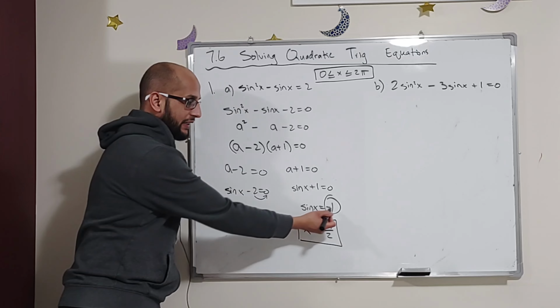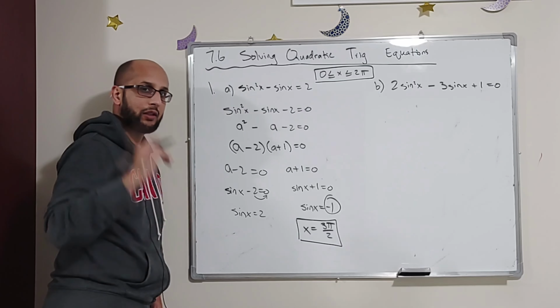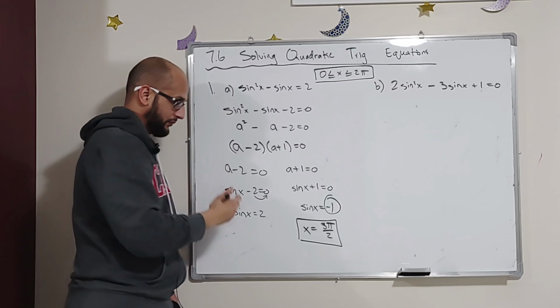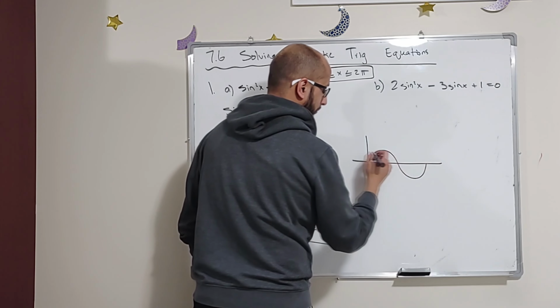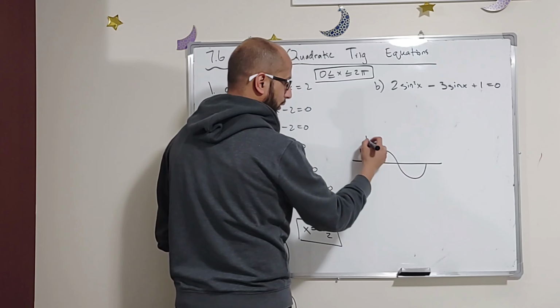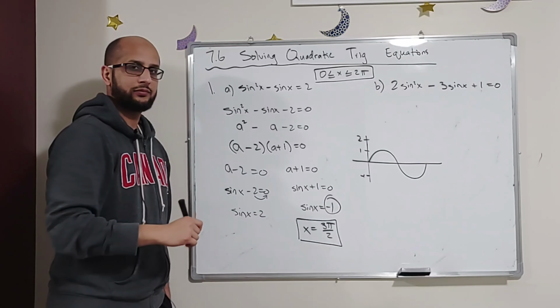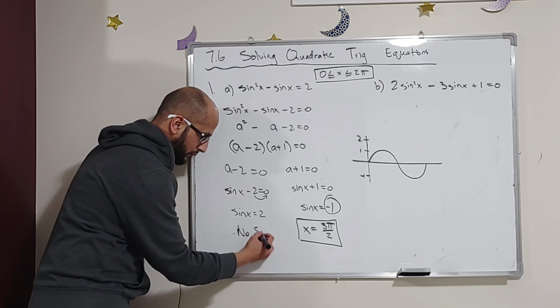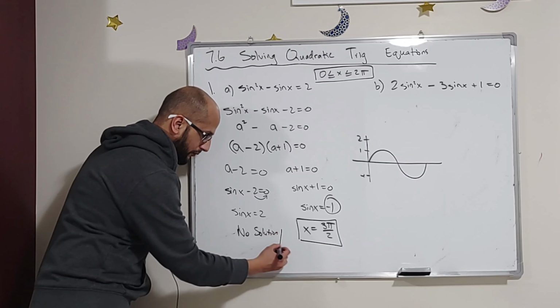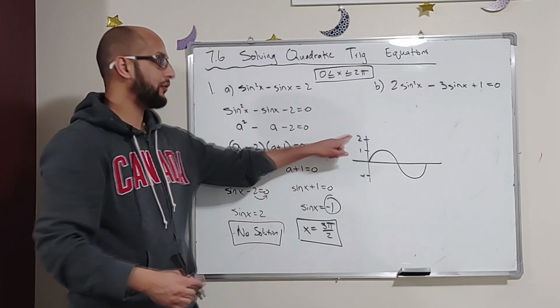We just said that sine x at -1 is the minimum. The maximum is +1. So this is sine x. This is 1. This is -1. There's 2. This has no solution because it'll never reach 2.